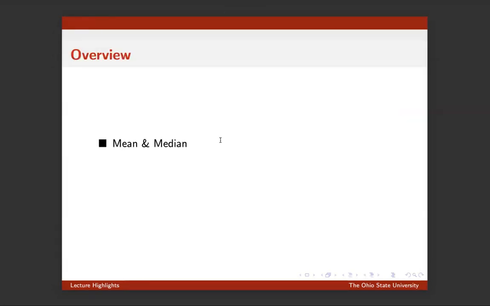So we'll start with a little overview here so we see where we're heading. We're first going to cover the basics of mean and median and their differences, as well as the standard deviation and variance. And we'll see how those four things tie together very nicely. And then finally, we're going to cover box plots, which is a way of summarizing distributions.